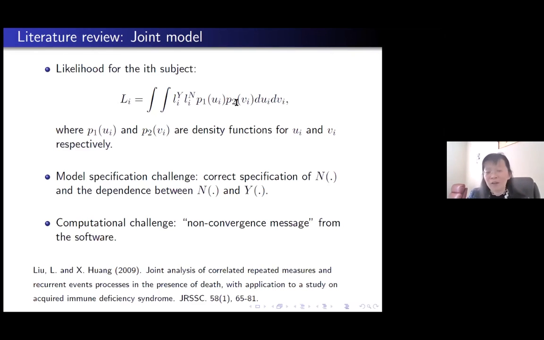One limitation here is that we have to make model assumptions on the self-reported process. In our motivating example, it's not that easy to specify a reasonable model for the self-reported process. Apparently, a vector of random effects instead of a single random effect is needed to capture the data structure. Then the estimation procedure is highly computationally intensive and unstable due to the multiple integrals in the likelihood function. There is a high chance of receiving the non-convergence message from the software.